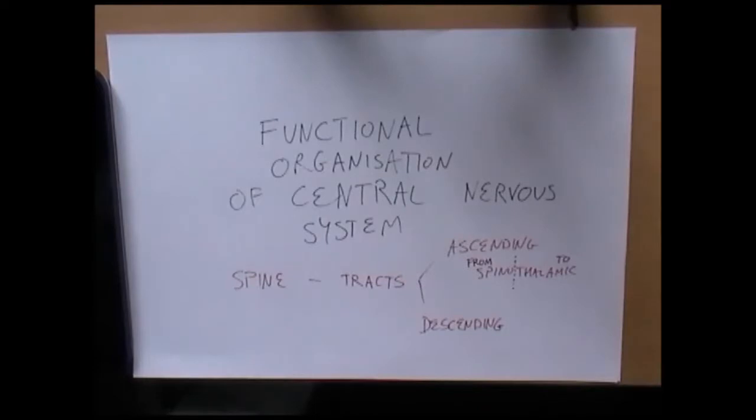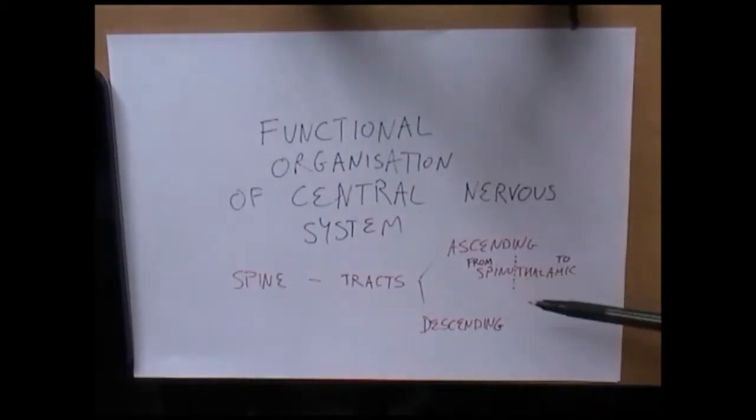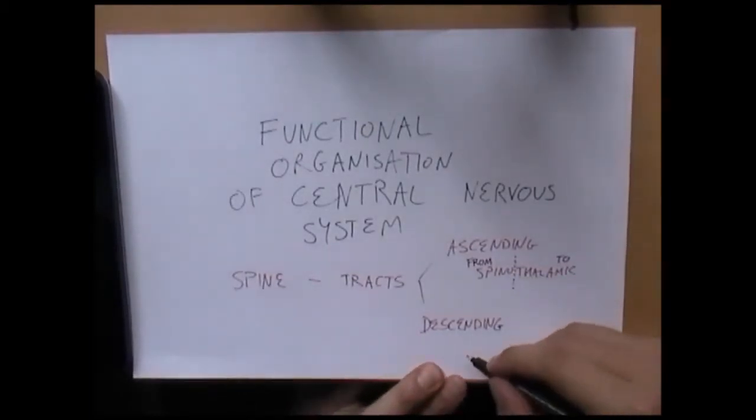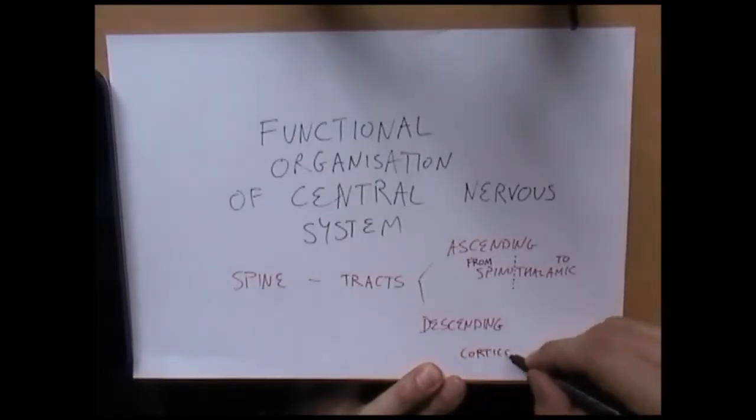So ascending tracts, if they're going from the periphery to the central nervous system, that means they're taking sensory information from the periphery towards the brain, so they are for the most part sensory tracts. In contrast, the descending tracts are for the most part motoric tracts, carrying motor information of how to move the periphery from the brain. But in the same way that the name of some of the ascending tracts can give you a clue as to their anatomy, in the same way descending tracts can also give you clues in terms of their naming.